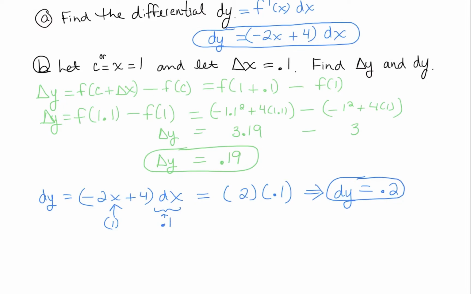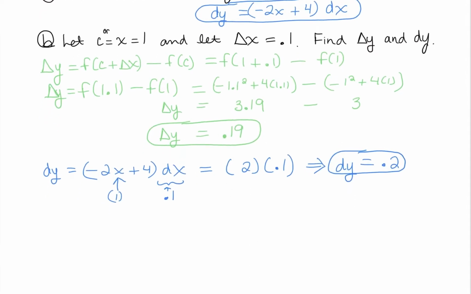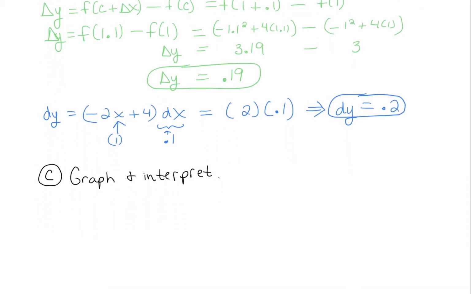All right, so one of our main conclusions was that the dy is a good approximation for the delta y when you're talking about very small changes. And this obviously is a very small change in x. We're only going by 1/10. So the last little piece here, I just want us to graph and interpret what we just found, so hopefully we see this one more time in terms of the interpretation.